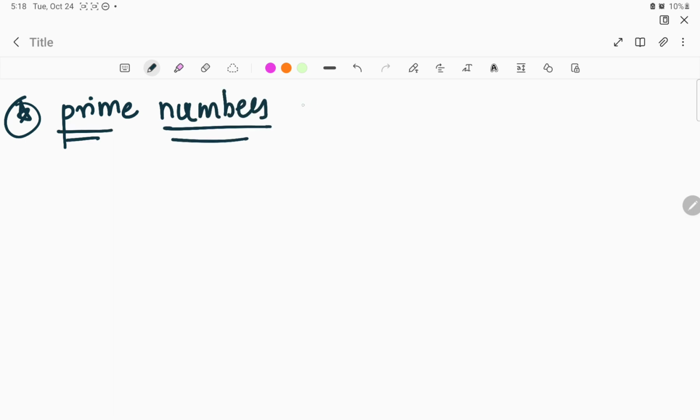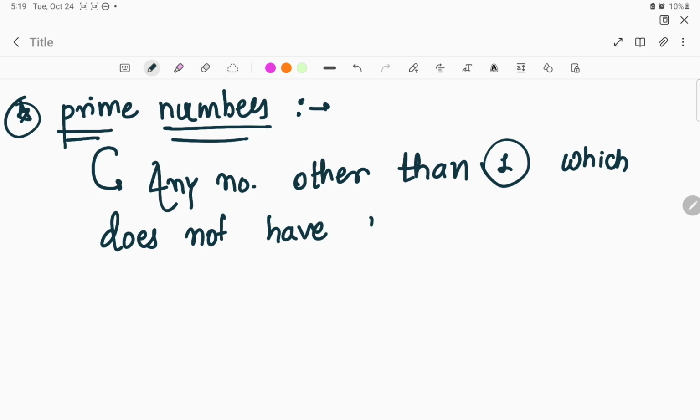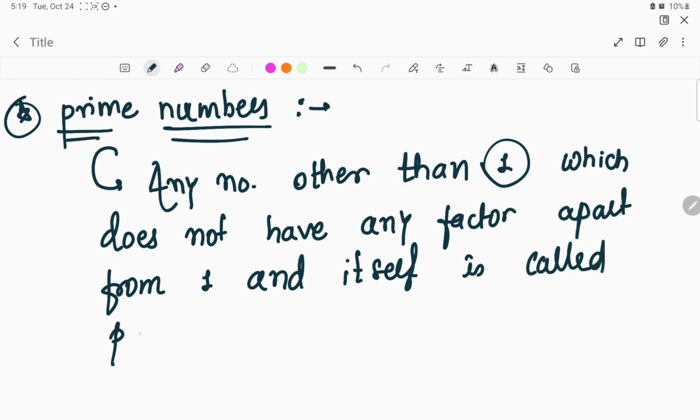Again, this class is completely dedicated to the students who are weak in mathematics or who don't have any idea regarding any kind of number. So, any number other than 1, okay, 1 is an exception for this. Any number other than 1 which does not have any factor apart from 1 and itself is called a prime number. This was just a definition.